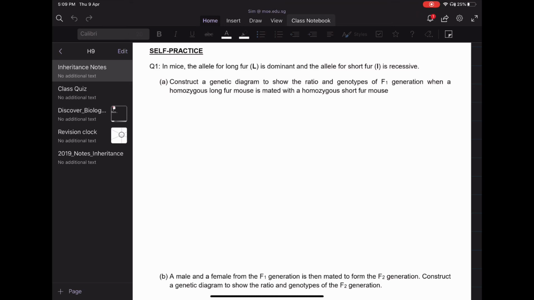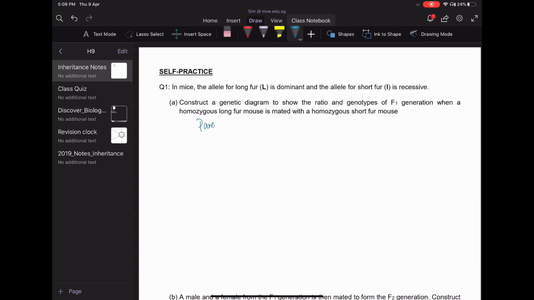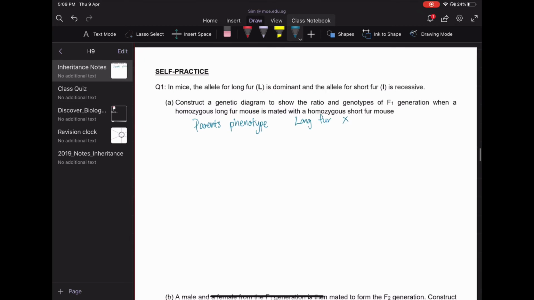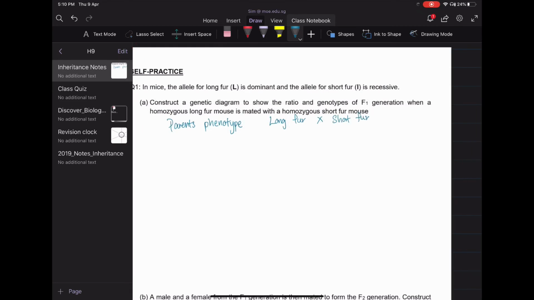First, to show that the parents are crossing or mating with one another, we have to write down "Parents' phenotype" first. Because we need to set the context first to know how the parents are related. So for the parents' phenotype, one of them is long fur, the other one is short fur. Alright, so we start off with this context based on the question.